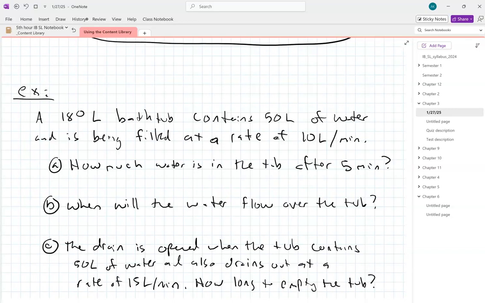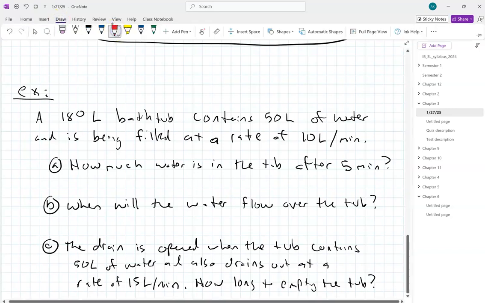So we have a 180 liter bathtub containing 50 liters of water, and then we're filling it at a rate of 10 liters per minute. We ask how much water is in the tub after 5 minutes. When will the water overflow the tub?